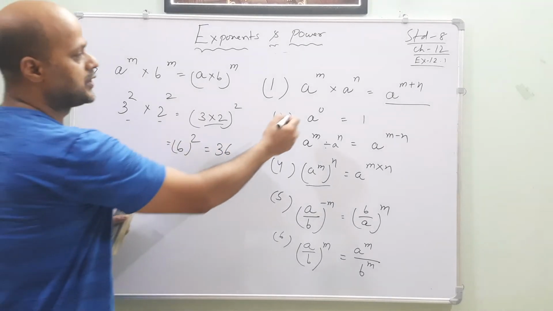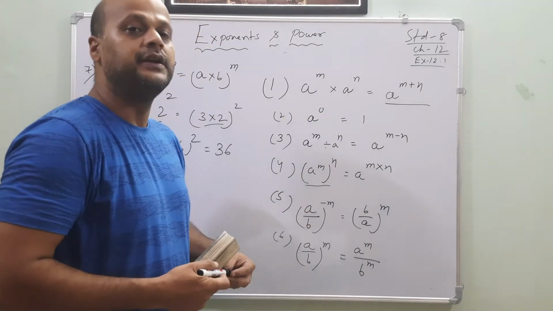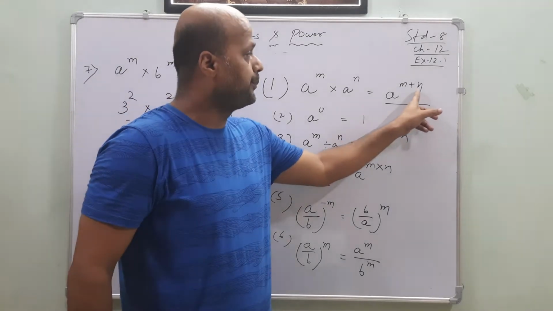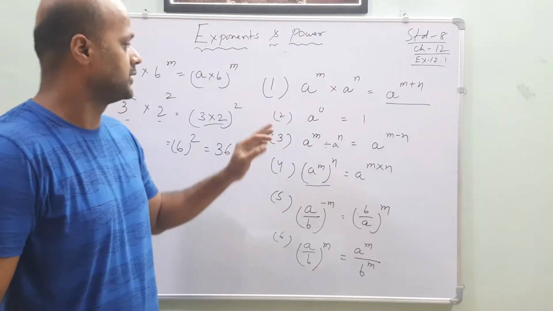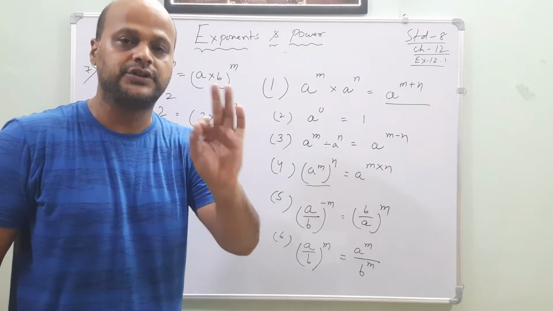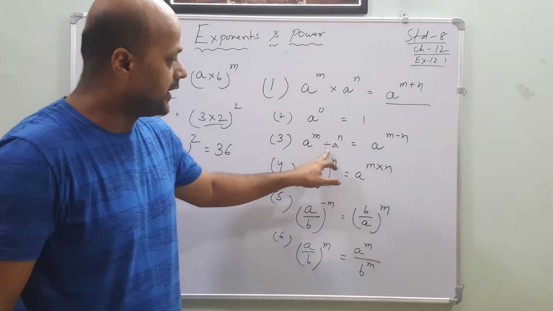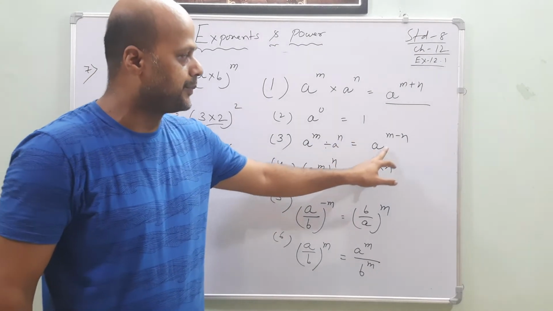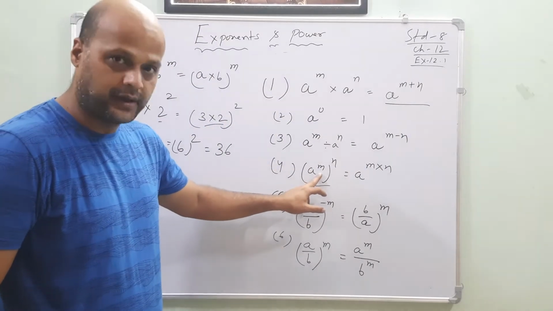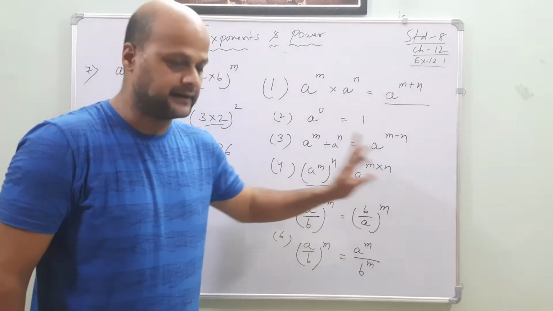So first one is what? a power of m into a power of n is equal to a power of m plus n. Okay, next one: a power of 0 is equal to 1, means anything power of 0 is equal to 1. a power of m divided by a power of n is equal to a power of m minus n. Next, a power of m whole power of n is equal to a power of m into n.